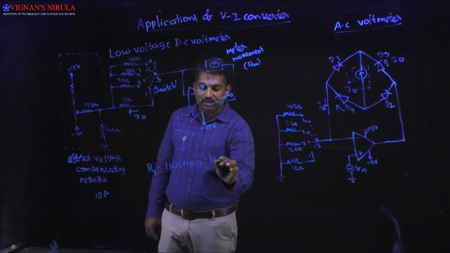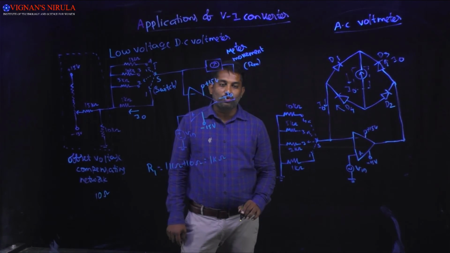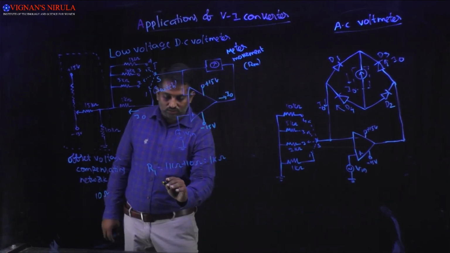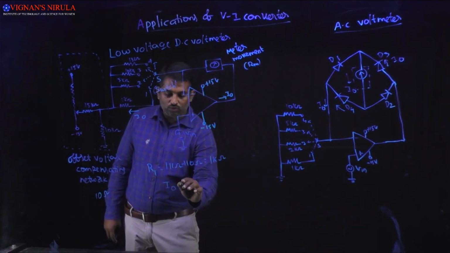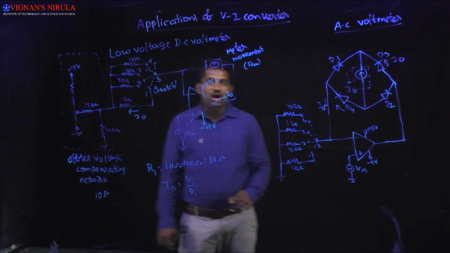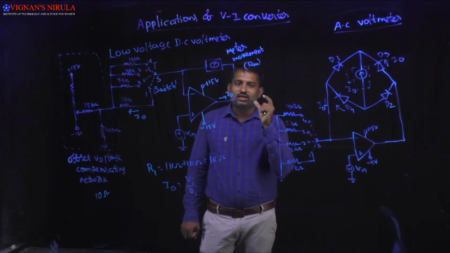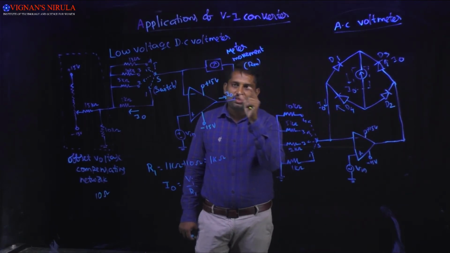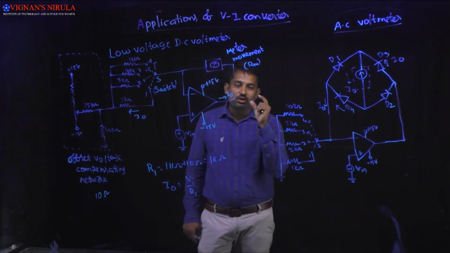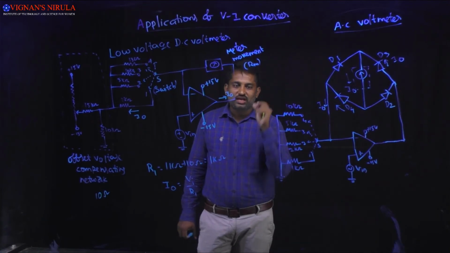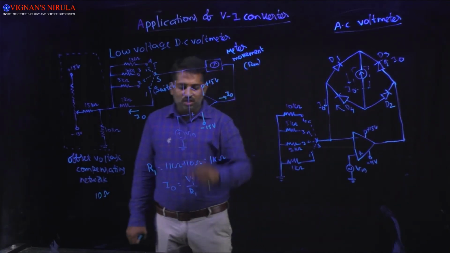Then we will get R1 is 1 ohm, and we all know that I0 is equal to Vin divided by R1. Yes or no? And while you are choosing the D'Arsonval meter, take care. Why? Because that D'Arsonval meter doesn't show any effect in the feedback path. Then only you can calculate the accurate readings. So take care while choosing the D'Arsonval meter.